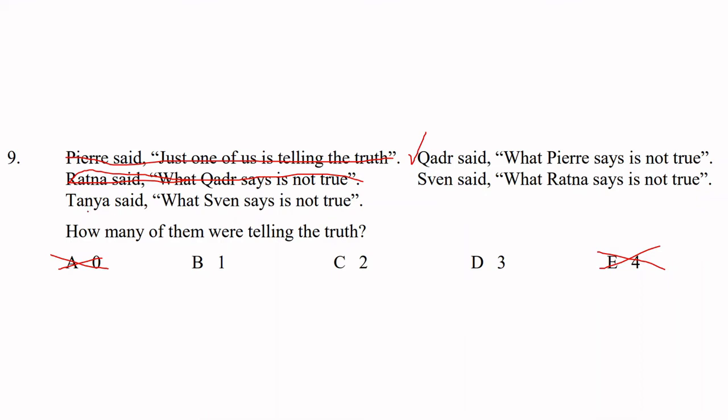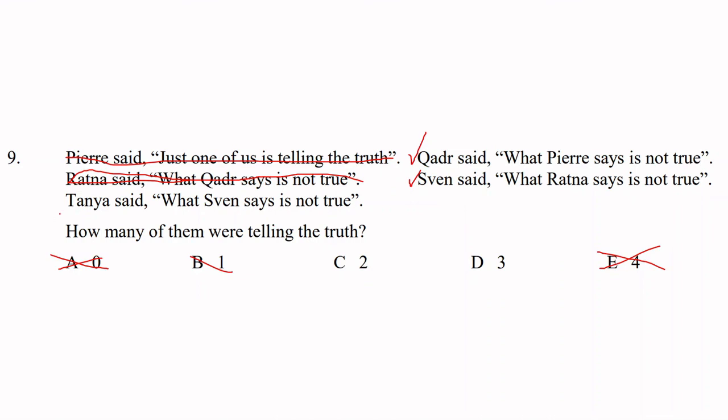What does Tanya say? Tanya says what Sven says is not true. Let's have a look at what Sven says, because what Tanya says may be true. What does Sven say? Well, Sven says what Ratna says is not true. Well, we've proven what Ratna says is not true. Therefore, Sven is telling the truth. Therefore, we can cross off the 1.